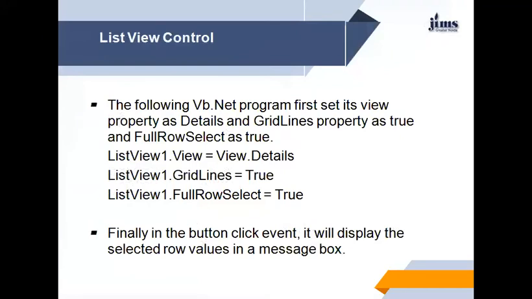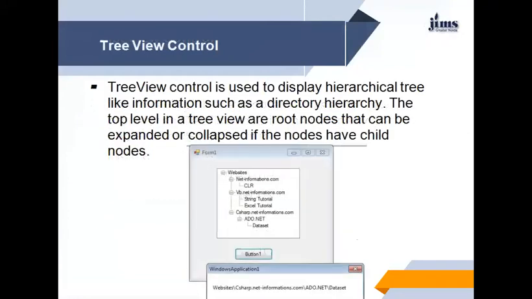In the following VB.NET program, first see its View property: ListView1.View = View.Details, the GridLines property as True, and ListView1.FullRowSelect = True. Finally, in the button click event, it will display the selected row values in a message box.